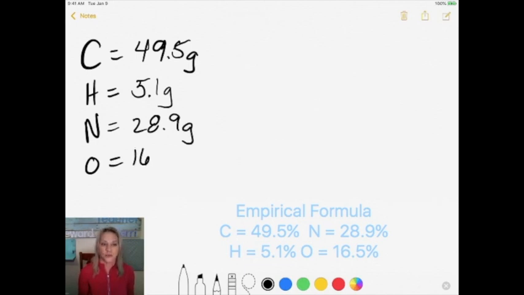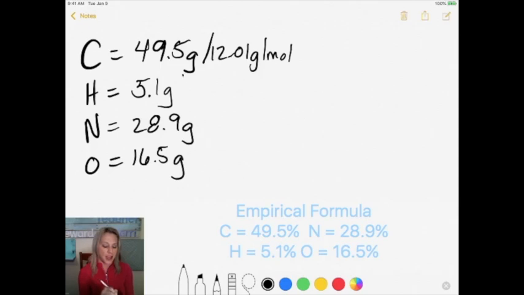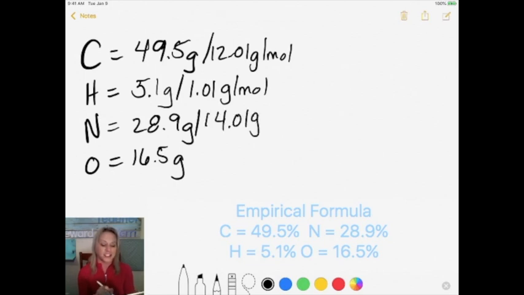After we've done this, we need to find out what is the ratio of each of these compounds in this molecule. So for this step, we will go ahead and divide by the mass from the periodic table. So for carbon, it is 12.01 grams per mole. And for hydrogen, it's 1.01 grams per mole. And for nitrogen, we have 14.01 grams per mole. And for oxygen, we have 16.0 grams per mole. So notice in this example, our grams will cancel and we will be left with just moles as our unit.